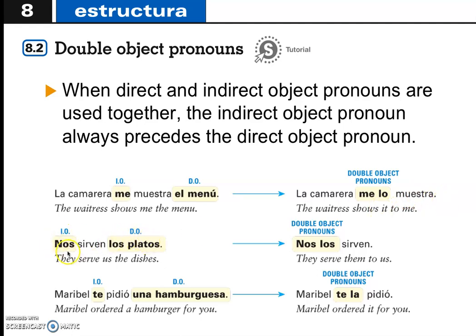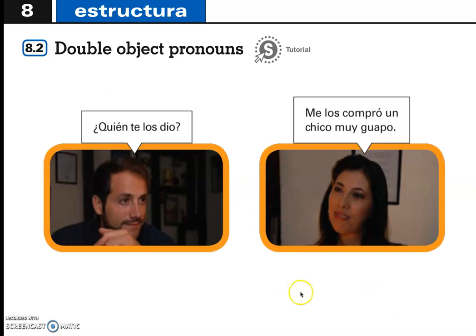Let's look at another example. Nos sirven los platos, right? You see the indirect and direct. Nos los sirven. So the los referring back to los platos. All right, another example. Maribel te pidió una hamburguesa. Right, here's the direct. So Maribel te la pidió. The la, of course, referring back to una hamburguesa. Here's a few examples. ¿Quién te los dio? We don't really know what the los is referring to here, but it doesn't really matter. Me los compró un chico muy guapo. But he could be referring to any number of things here.